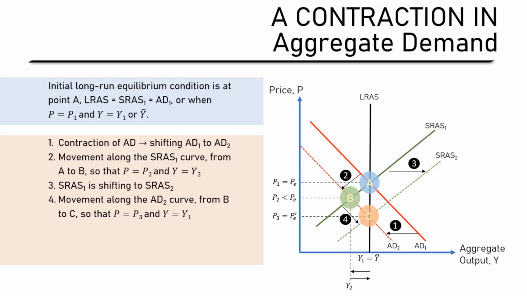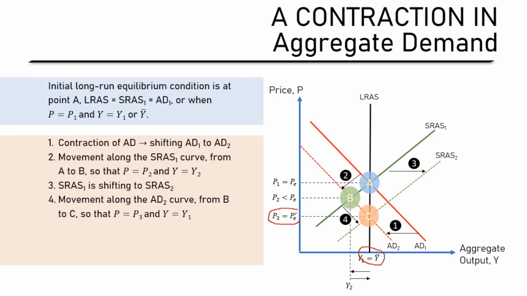Because of the SRAS shift, in the long run, lower price is also responded by the AD. There will be movement along the AD curve in which C, I, and X increase, returning aggregate output to its natural level at Y1 equals Y bar. And at the new equilibrium at point C, the overall price level is at P3. But at P3, now actual price is already equal to the expected price, or P3 now equals PE prime.